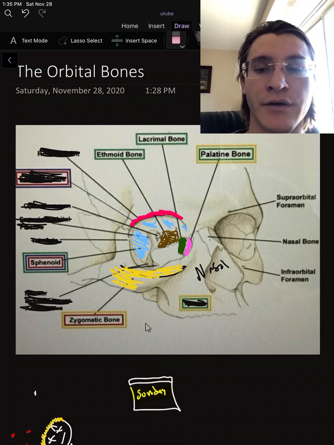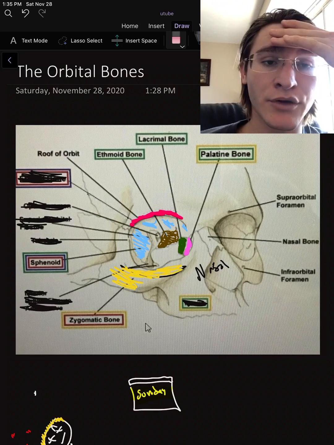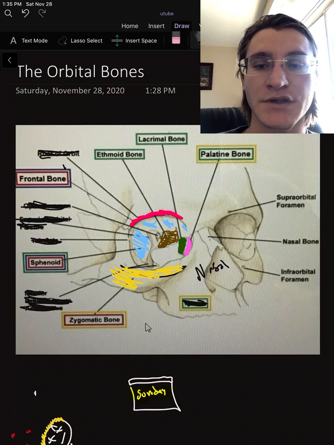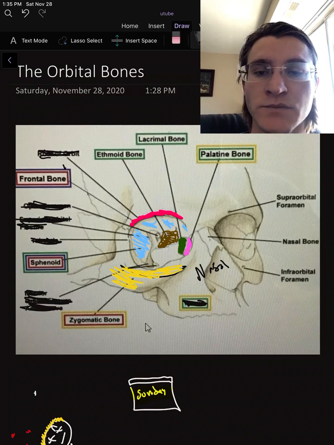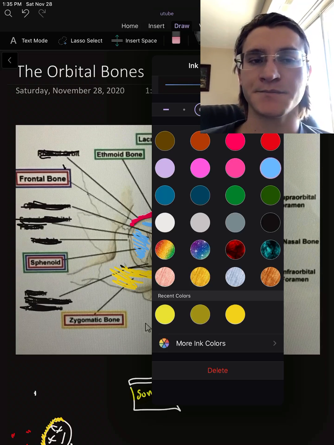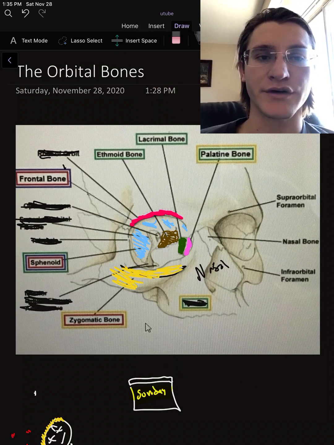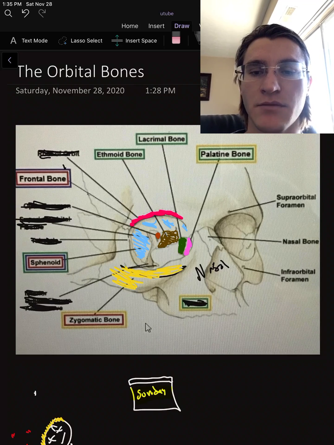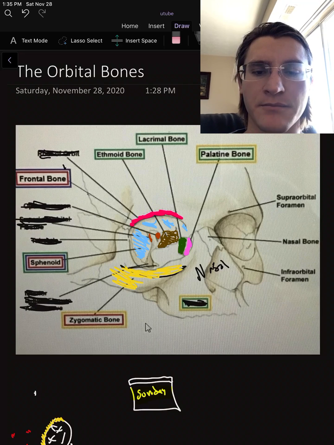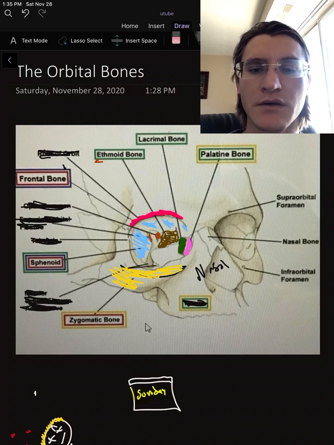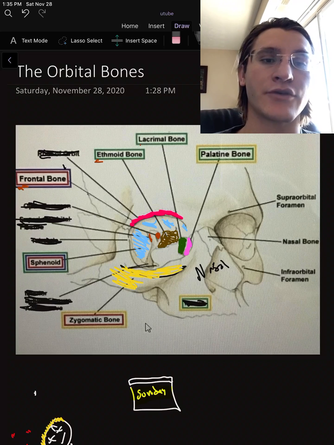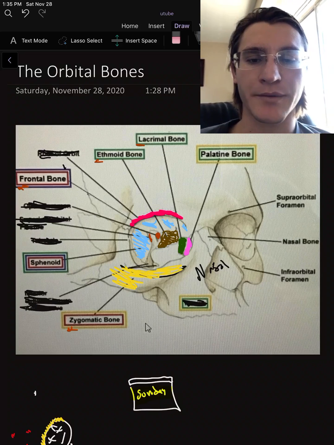In pink right here is going to be our frontal bone. We have our frontalis muscle over it, so our frontal bone, which makes sense. Don't worry about the roof of orbit. That's just our borders, our bone borders. These right now are just foramen. So we have our superior orbital fissure, our optic foramen. Those we're not going to worry about though.